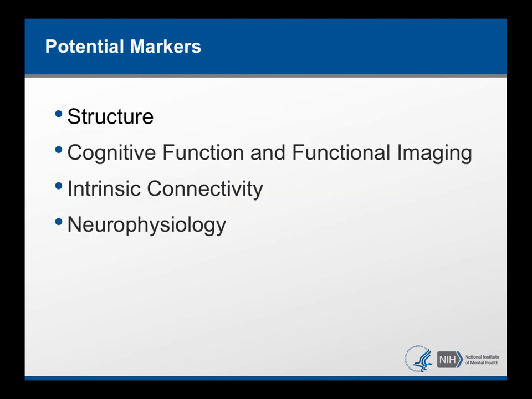So that's the goal. And we can look at potential biomarkers in a variety of domains, and the ones I'm going to talk about today are brain structure, cognitive function and functional imaging, intrinsic connectivity or resting state functional connectivity, and then neurophysiology. So first of all, brain structure.